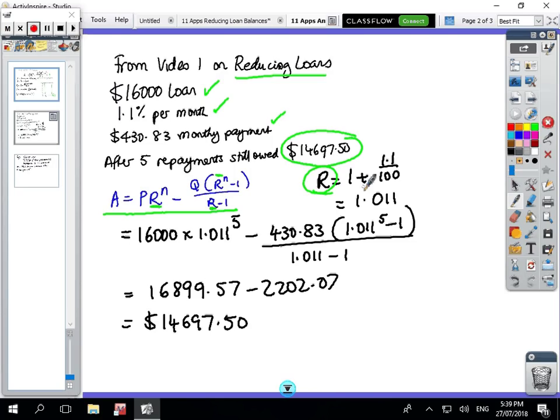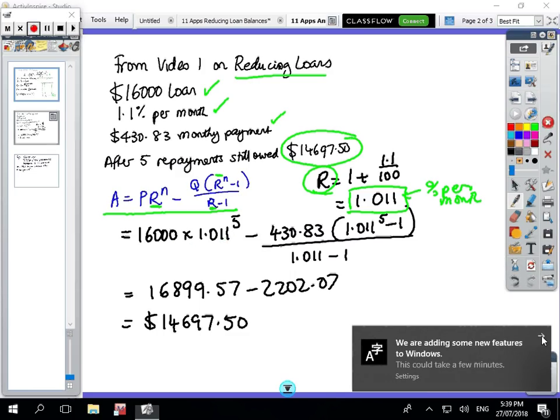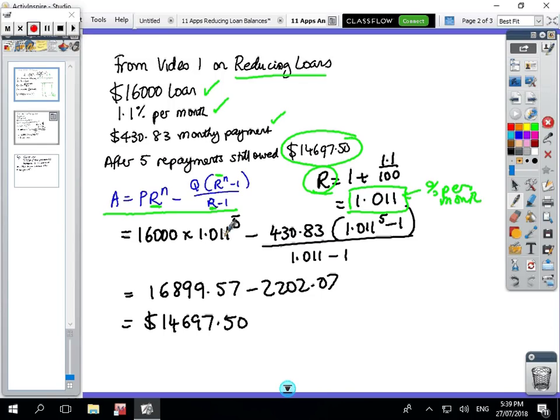So we go 1 plus 1.1 over 100. That's basically our effective interest rate, 1.011 per month, which is what we're being charged effectively. Then on your calculator, 16,000 times 1.011 to the power 5, minus the repayments, which was in the question, multiplied by 1.011 to the power of 5 minus 1 over 1.011 minus 1.